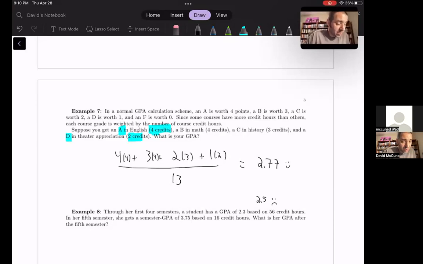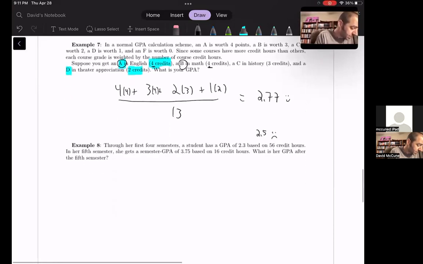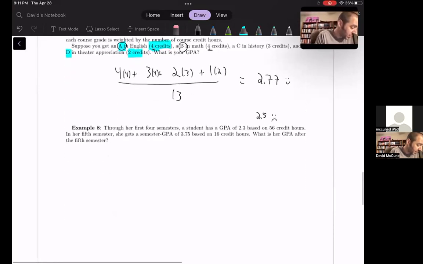Why do they come out with a 2.77 bigger than a 2.5? Well, because their 2 best grades, the A and the B, occurred in the courses of more credit hours. So they got weighted more, and so they sort of won out over that D and C. Okay, let me show you one more example, then we'll wrap it up.